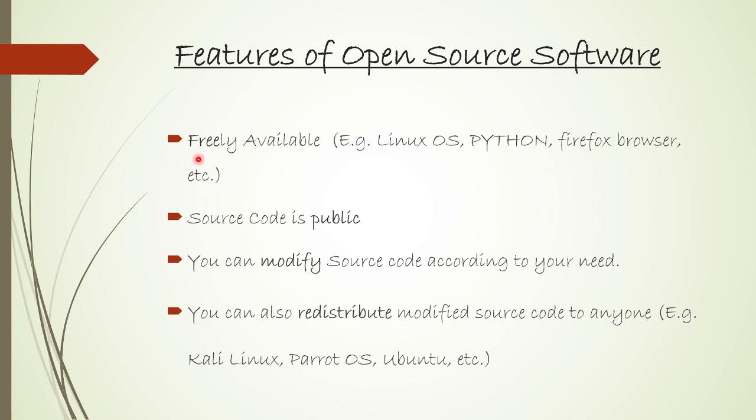Now the question comes, what are the features of open source software? How can you say that this software is open source and this is not? So there are some points and features of it. There are four features. The software should be freely available, for example, Linux OS, Python, Firefox browser, etc.